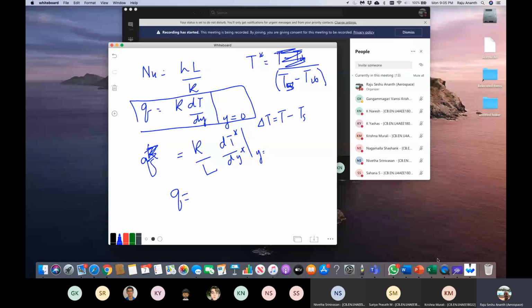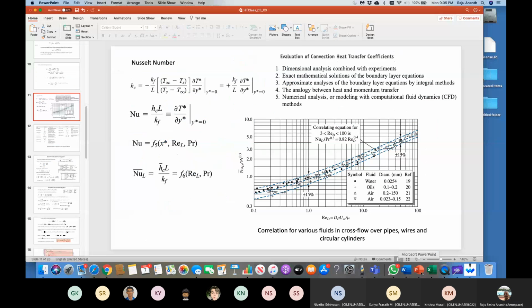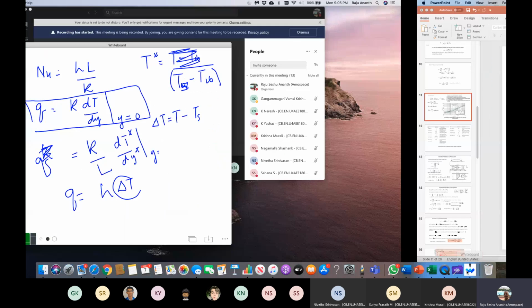So H was defined, the Q was equal to H delta T, isn't it? So the delta T has to come to the denominator. If you look at the denominator, that delta T is what came to the denominator. So this Ts minus T infinity is the delta T, isn't it? See, H delta T is Q. Okay, so let me do that again. You don't follow this now?